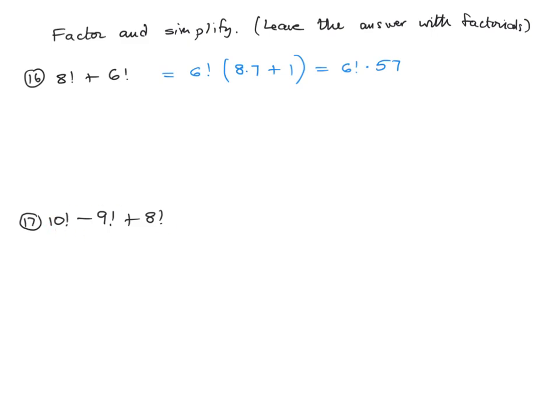Now here's the last one. I've got 3 terms here. The most that I can take out in common is 8 factorial. They all have at least 8 factorial. So I'm going to factor out 8 factorial. That's going to leave me with 10 times 9 from the first one, and then minus 9 from the second one, and then plus 1 from the third one. And when I do 10 times 9 is 90. 90 minus 9 is 81, plus 1 is 82. So this is 8 factorial times 82. And again, I'm going to leave it that way with the factorials in it. And that's the end of the lesson.